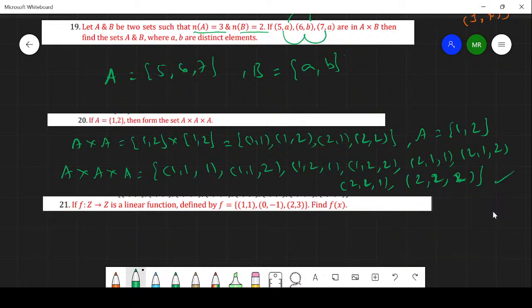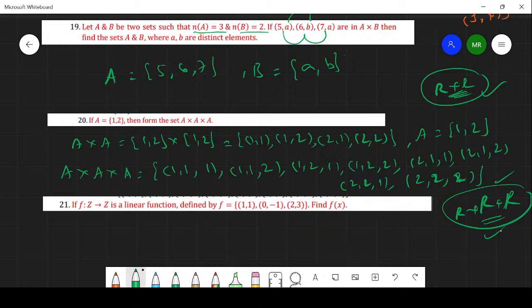R cross R cross R represents coordinates of three-dimensional space. But when they talk about R cross R, this is two-dimensional space. When they talk about R cross R cross R, it will be three-dimensional space, a triplet. This is two-dimensional space. This is three-dimensional space. Because here R is the system of real numbers, and here also R is the system of real numbers. This is two-dimensional space, and this is three coordinates of three-dimensional space.